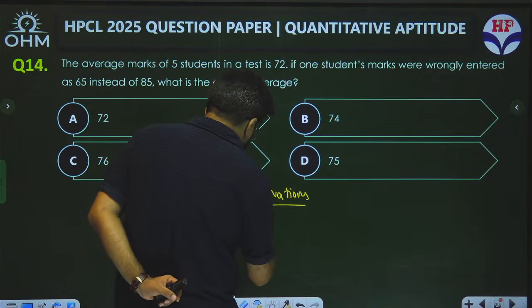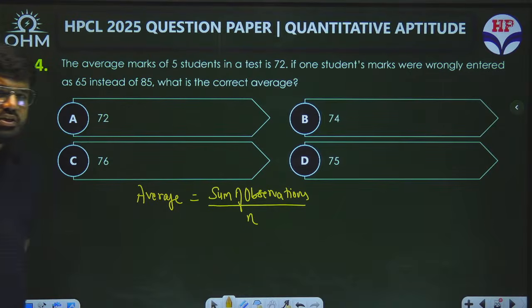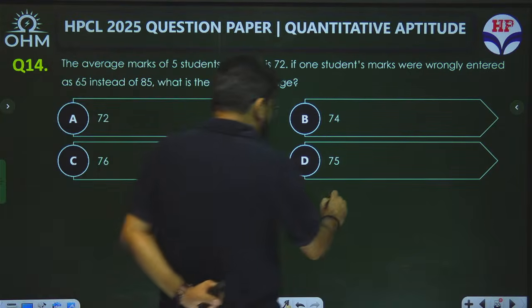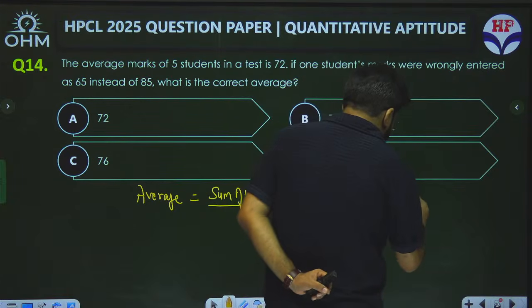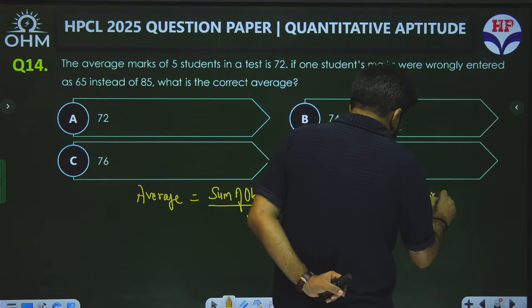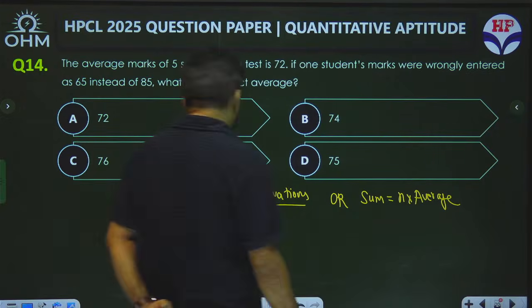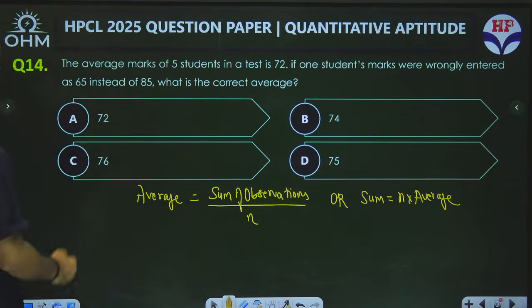Okay, divided by number of observations. Suppose the number of observations is n. Or you can write it this way also: the sum of observations is given by n into the average of the data. Okay, n into the average value. So what is the first thing given?